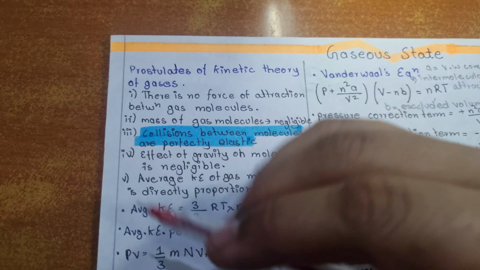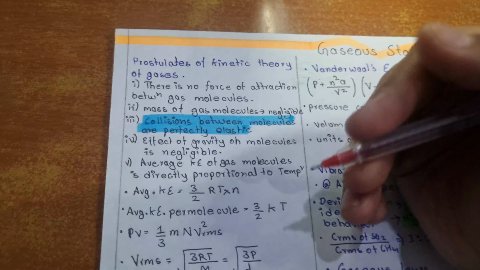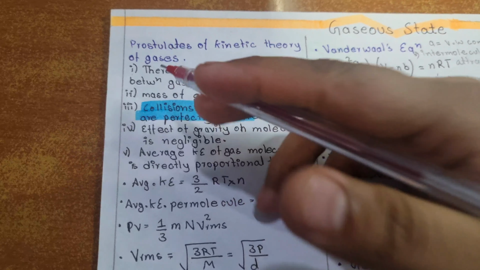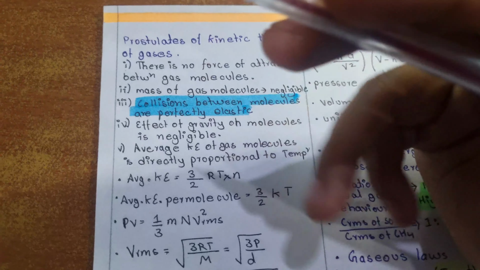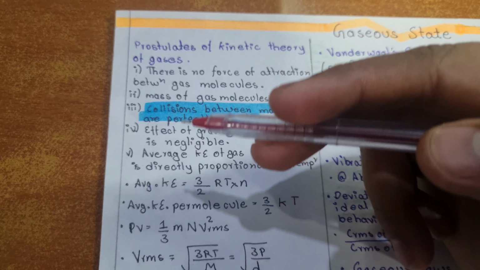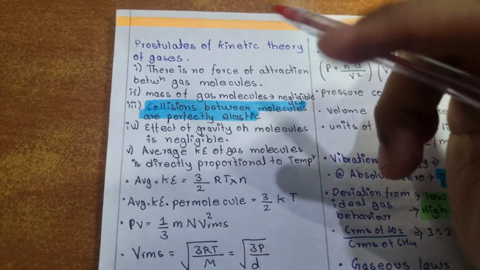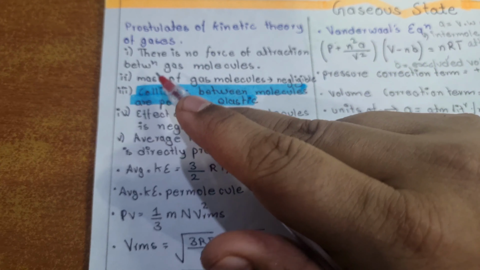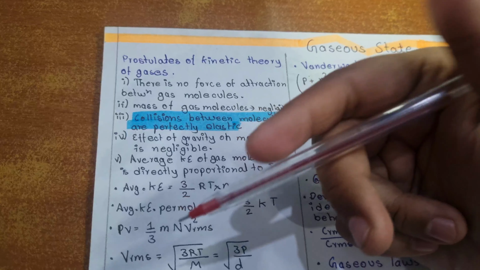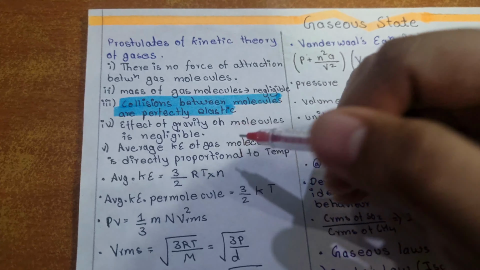There are altogether 5 or 6 postulates that you need to remember from the point of view of your examination. Now, first postulate states that there is no force of attraction between gas molecules. Let's suppose there is gas molecule A and gas molecule B. There is neither any kind of force of attraction between them. And we assume the mass of gas molecule A and gas molecule B as negligible, that is nearly close or equal to 0.